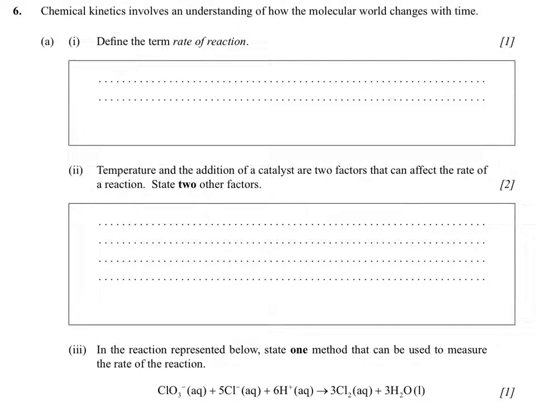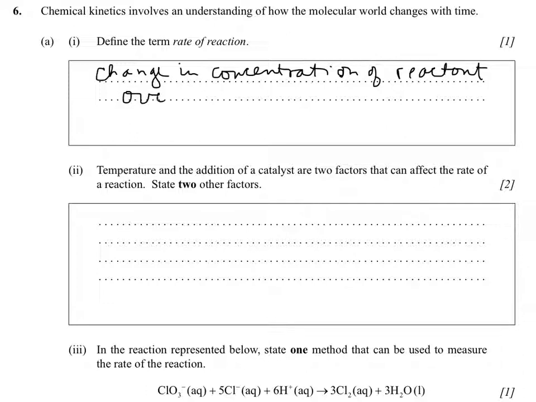Okay, looking at problem 6 for November 9th, 2012, HL Chem, paper 2. First question asks us to define the rate of reaction. It could be said as the change in concentration of reactant or product over time. They would also accept rate of change of concentration.